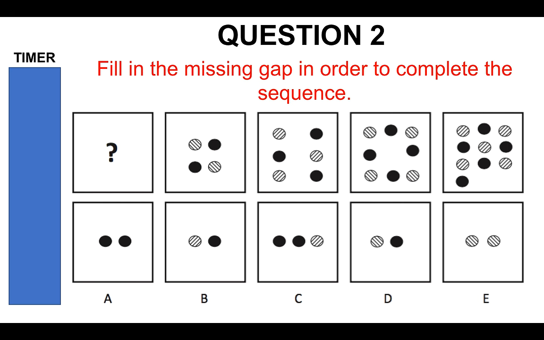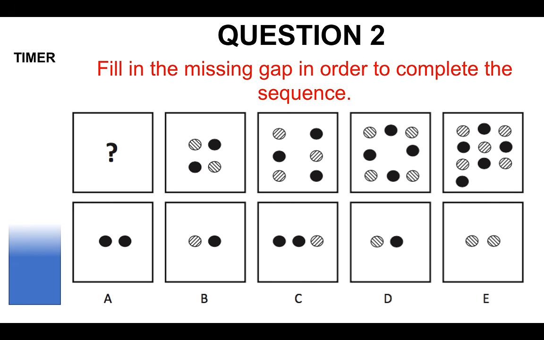Question number 2, fill in the missing gap in order to complete the sequence. So you're looking to replace the question mark with either A, B, C, D, or E. Again, please put your answer to question 2 in the comment section below, and I'll come on and mark these each day for you guys. So based on what you've learnt in this tutorial, please put your answer in the comment section below.